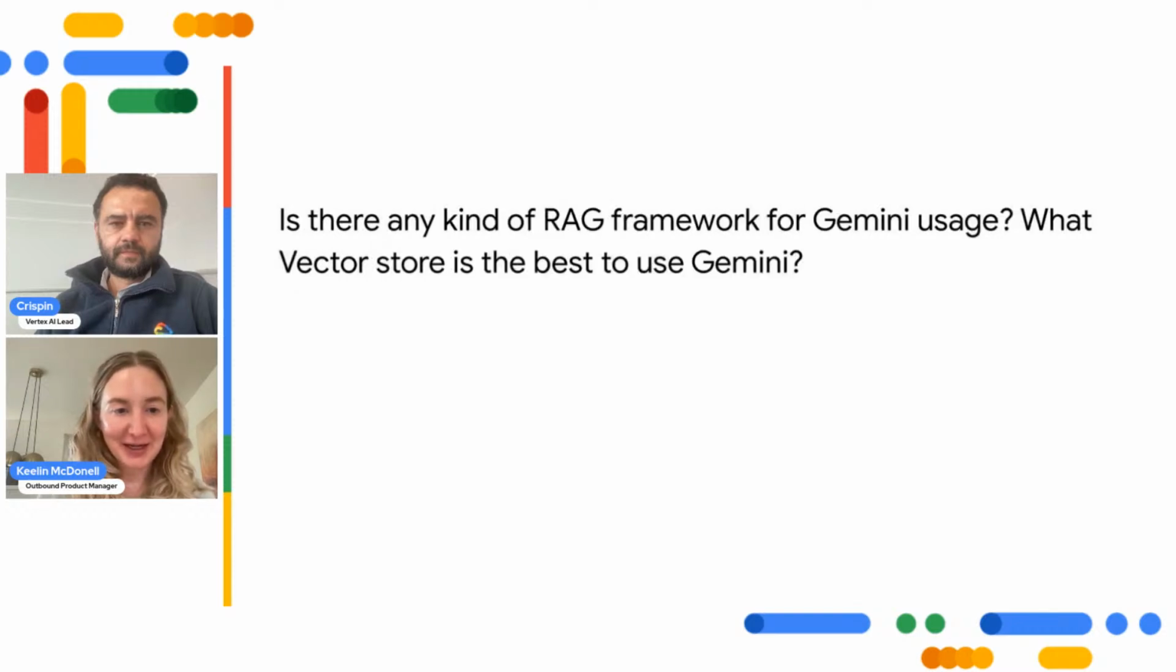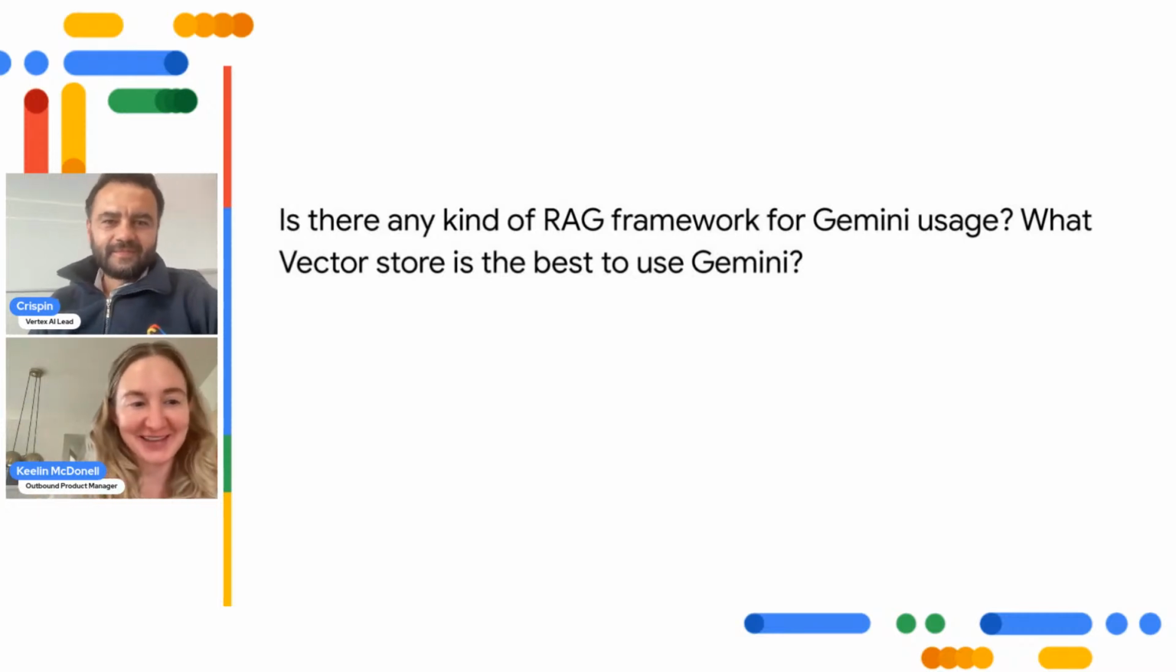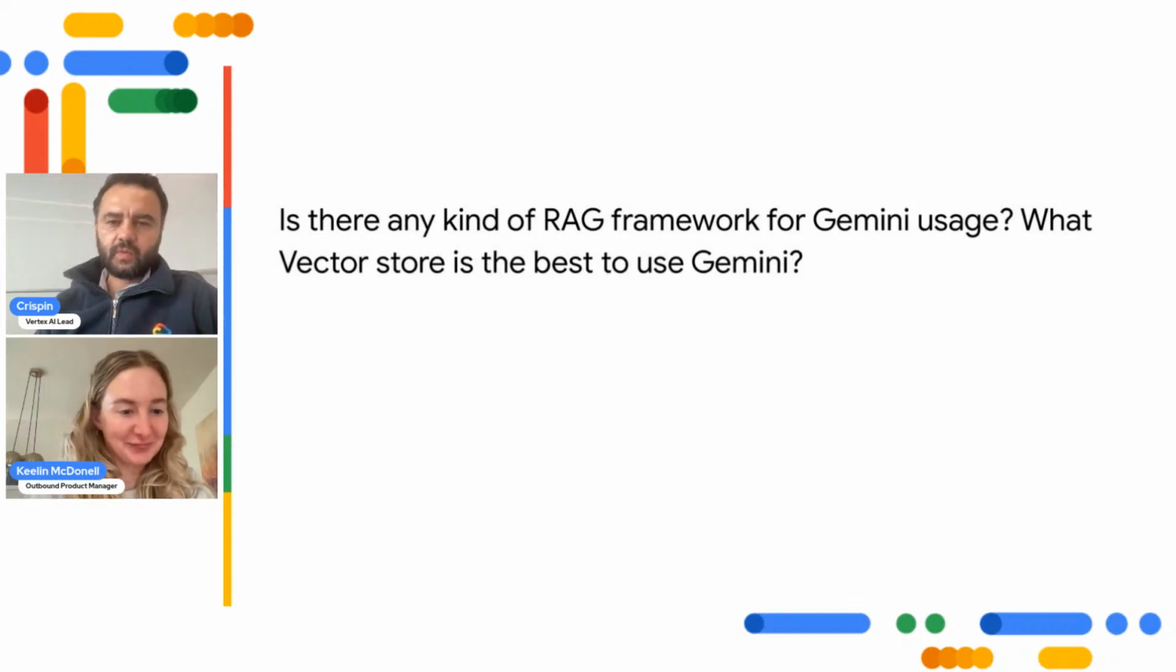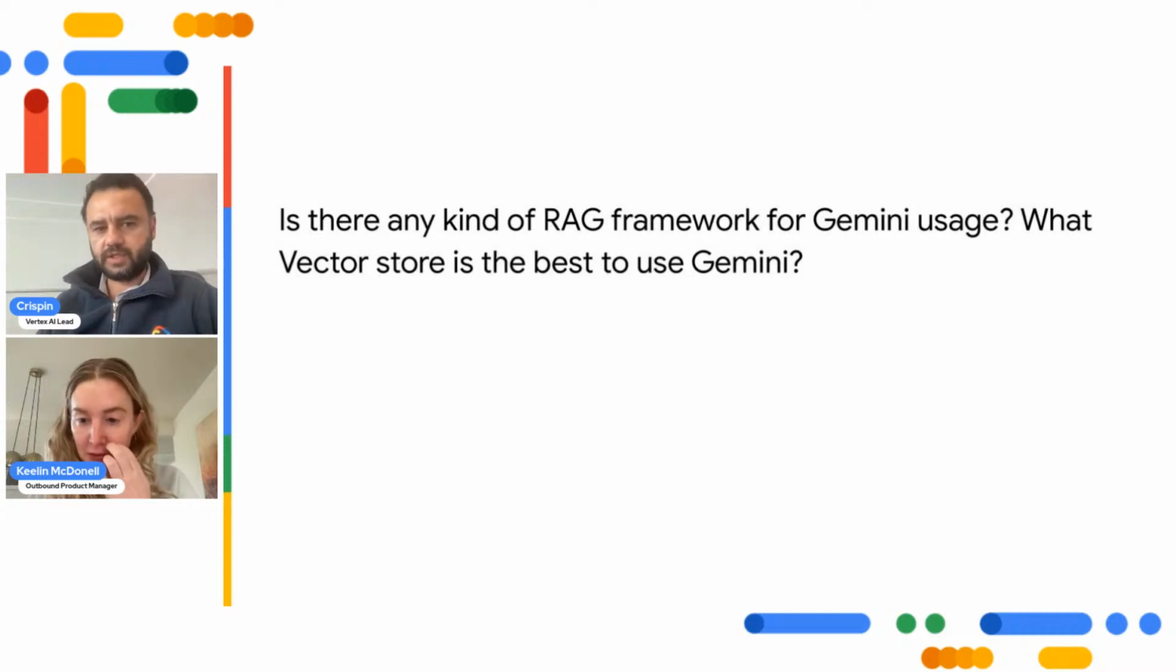All right. Is there any kind of RAG framework for Gemini usage? This is a good one for you, Crispin. I'll turn it back to you. Thanks, Keelan. I think not specifically to Gemini, but what we've seen working across the board with PaLM, Text Bison, and now with Gemini, the framework that currently exists, and we like to break it down into 3 stages, right? So the retrieval, generation, and combination stages.